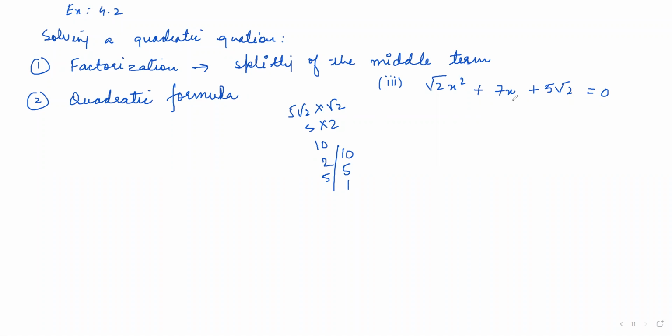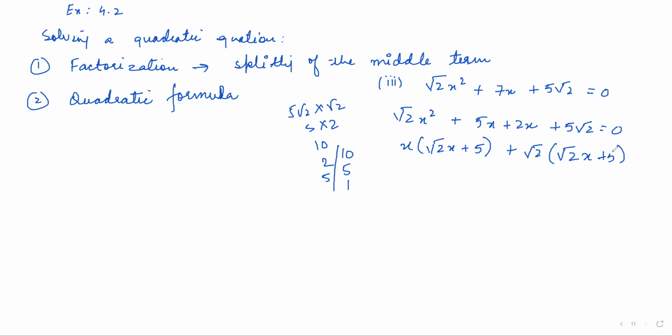Yes, Rida? Yes, ma'am. Okay. So you will write it like this: under root 2 x square plus 5x plus 2x plus 5 root 2. Fine. From the first two terms, what can you take common? I think only x. So root 2x plus 5. Now from here you can take common root 2. Yes, root 2 you can take common. So here you will be left with root 2x plus 5 is equal to 0.